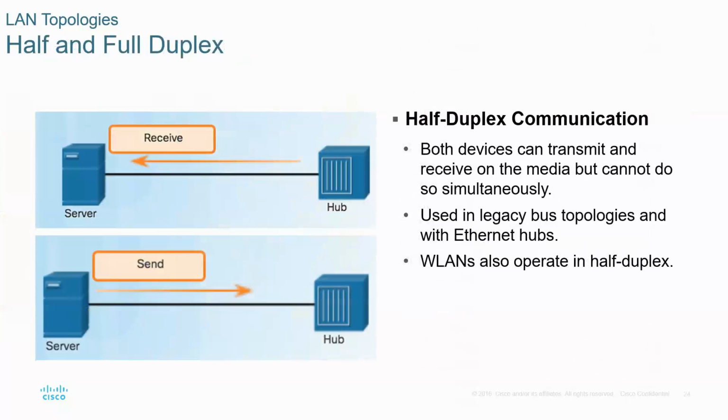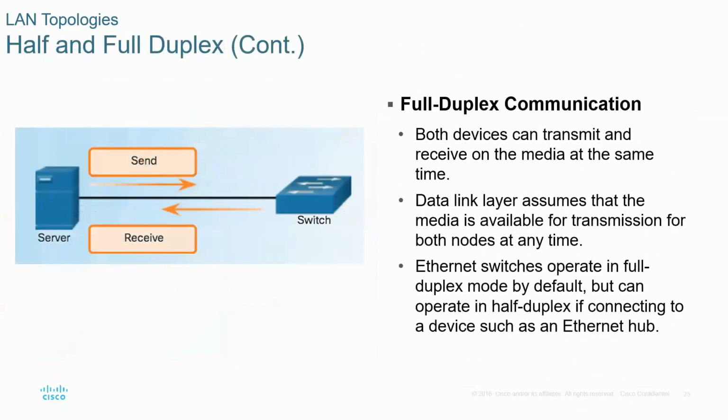Okay, so over any of these topologies, the communication is either half duplex or full duplex. If it is half duplex, that means any device can be either sending or receiving at any time. The devices cannot send and receive at the same time. If it is full duplex, then the devices can send and receive at the same time.